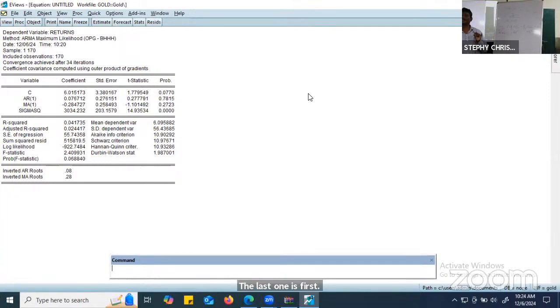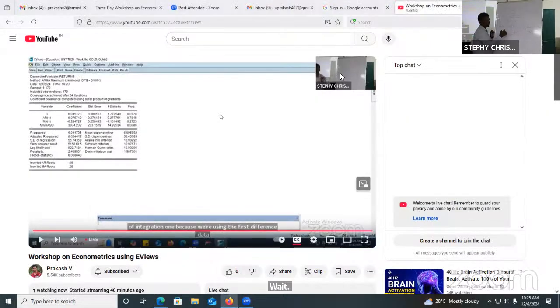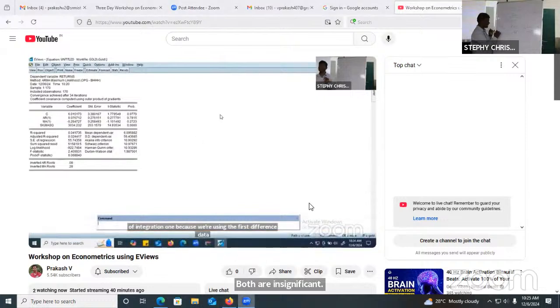Okay, can I accept ARIMA 1, 1, 1 for forecasting? Can I use it? Why? Both are insignificant, beta 1 and beta 2. So this is not a parsimonious model.